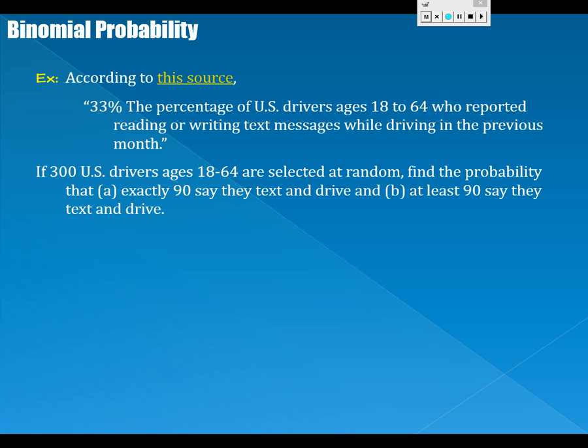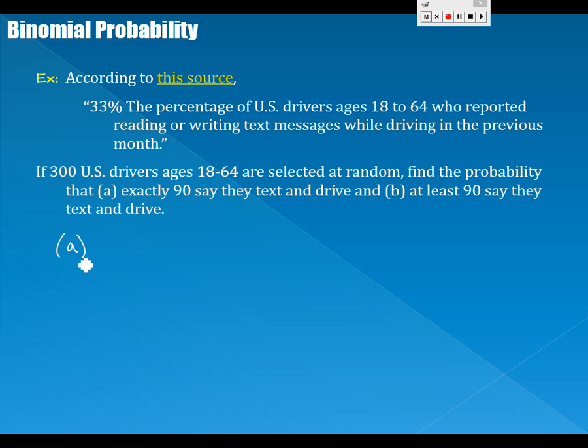We've got 300 drivers, and I'm going to ask you this question soon. At least 90 say they text and drive. So what's the probability of that happening? Well, you're going to have to do 90, 91, 92, all the way up to 300. So you kind of need the calculator function here, right? Do it by hand, guys. Do it by hand. Yeah, I'll see you in an hour. Right, or you can do the function.